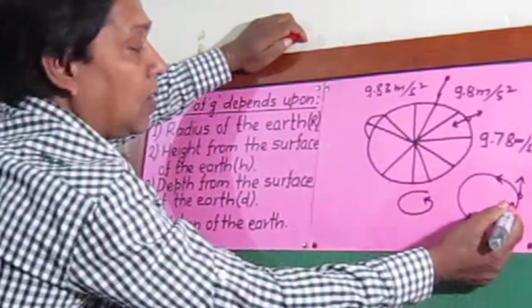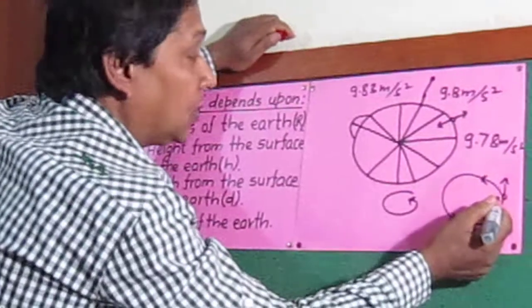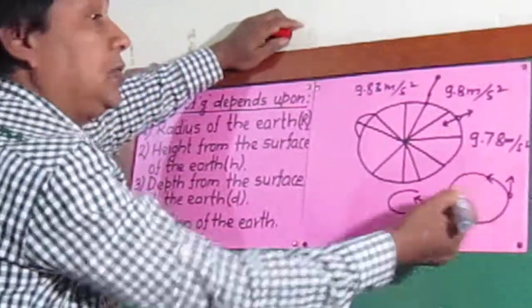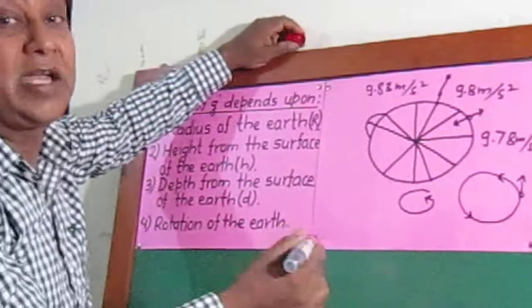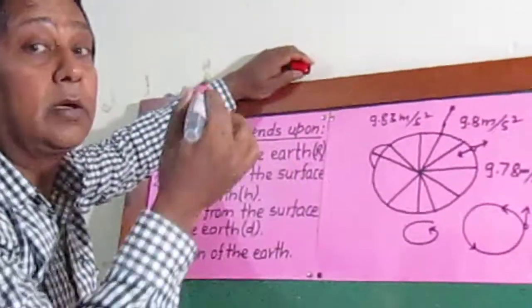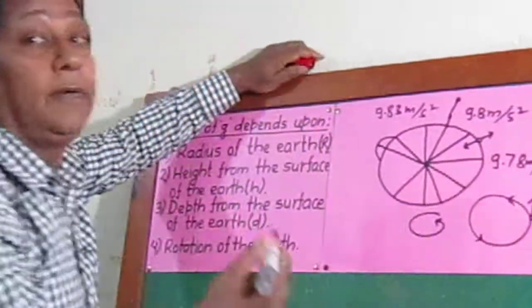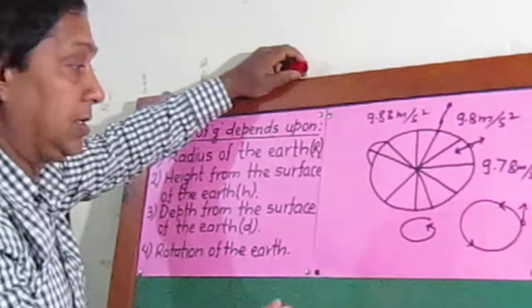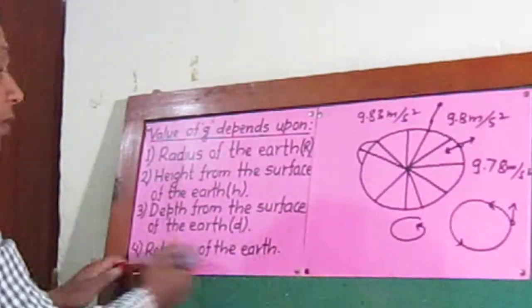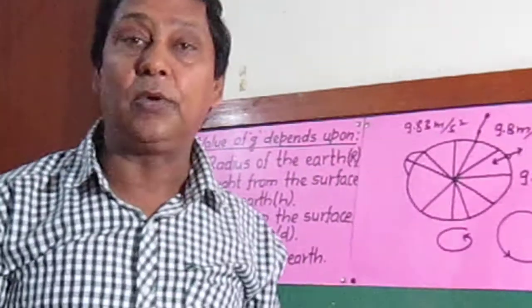This force is called centrifugal force, and because of this centrifugal force, the attraction force of the earth, I mean to say gravity of the earth, is reduced from its real value. Because of this reduction of gravity, acceleration due to gravity also reduces. That's why rotation of the earth also affects the value of g.